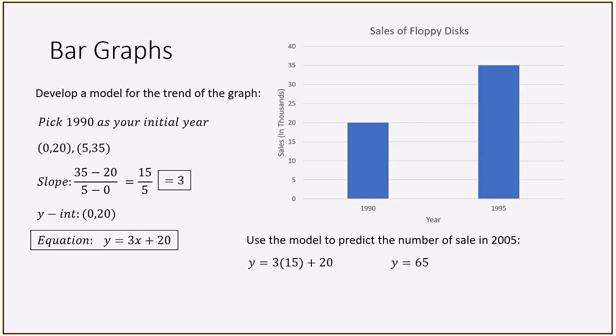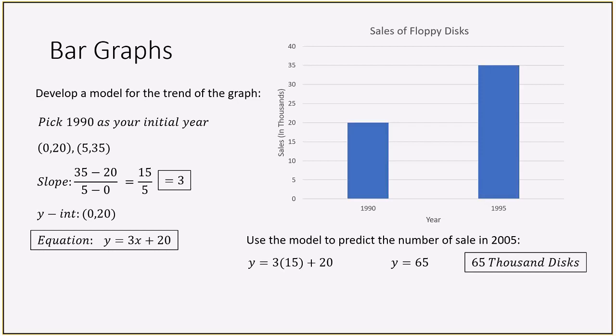And I just do some simple math. I multiply 3 by 15, I get 45, plus 20 is 65. So I would predict in 2005 for there to be 65,000 disks. Now, if this was a question on the test, you'd done everything correct, you would get full points.